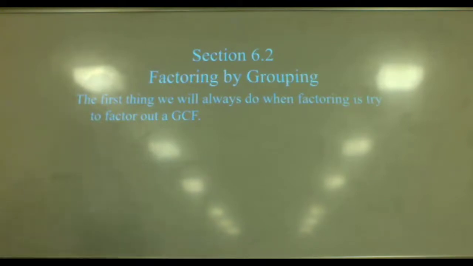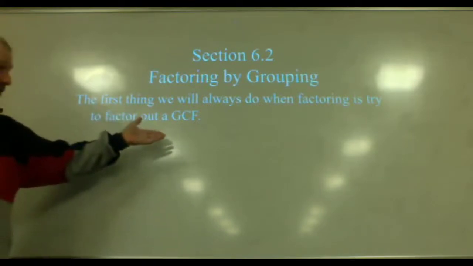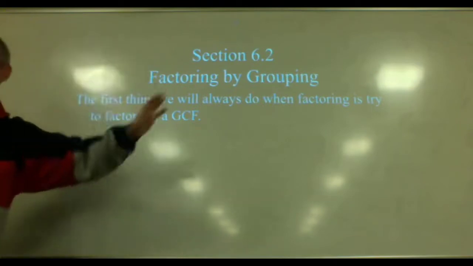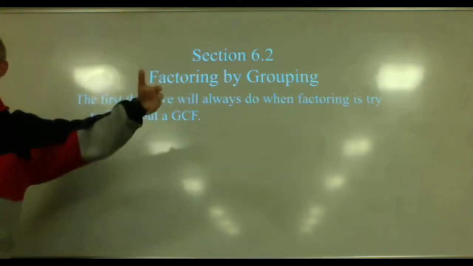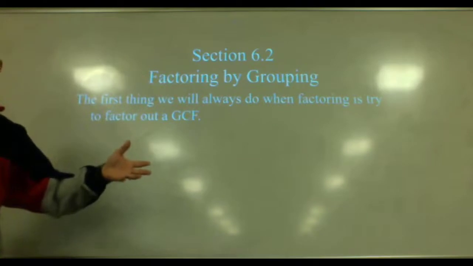Okay? So factoring by grouping is really just factoring out a greatest common factor twice. Okay? So you're going to see that. We're going to be doing that. And actually, they're simpler because they're usually smaller. So the first thing we will always do when we're factoring by grouping is try to factor out a greatest common factor. So that's why we do that first, that's always what we do. First thing is try and factor out a greatest common factor, if there is one.